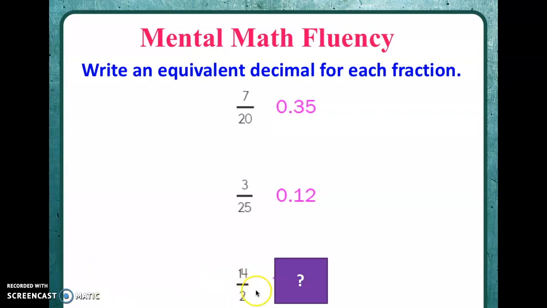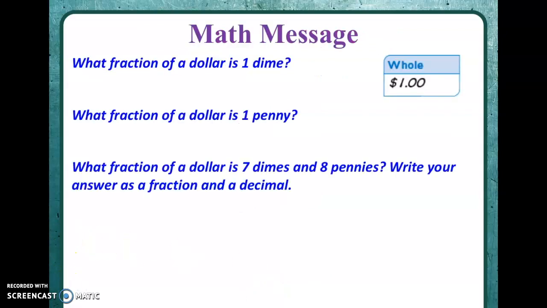I can still make it equal to 10 on the bottom by multiplying by 5. When I multiply by 5, I get 10 on the bottom, and when I multiply by 5 on the top, I get 70. So that would be 70 over 10, which is 7 wholes.